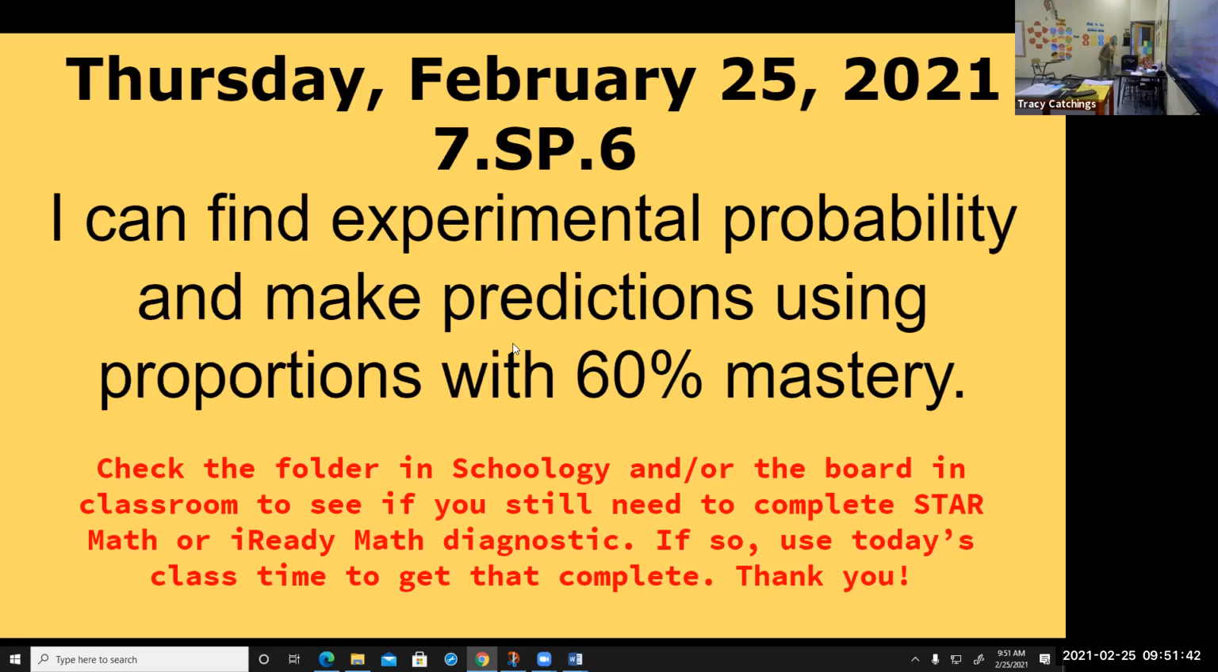Today is Thursday, 7/25. February 25th. 7 SBC: I can find experimental probability and make predictions using proportions with 60% accuracy. Yesterday we began looking at probability. Somebody tell me something we learned yesterday about probability. What did we do yesterday?